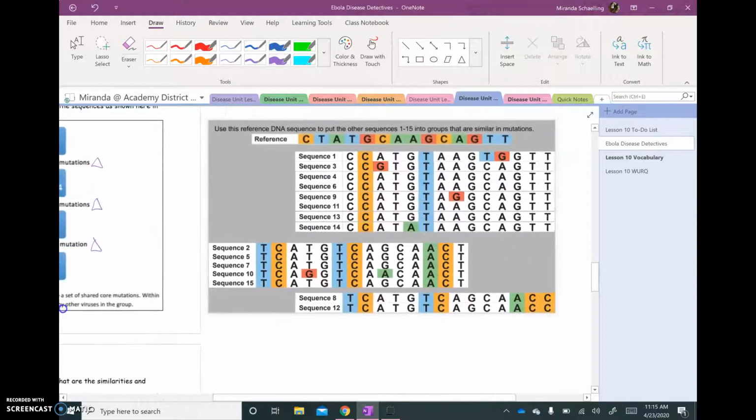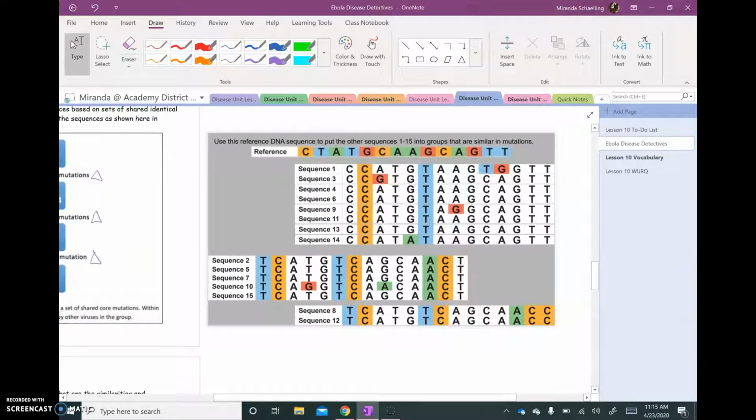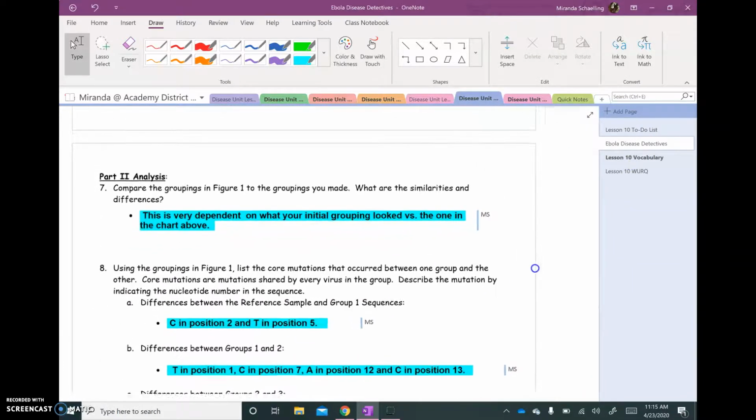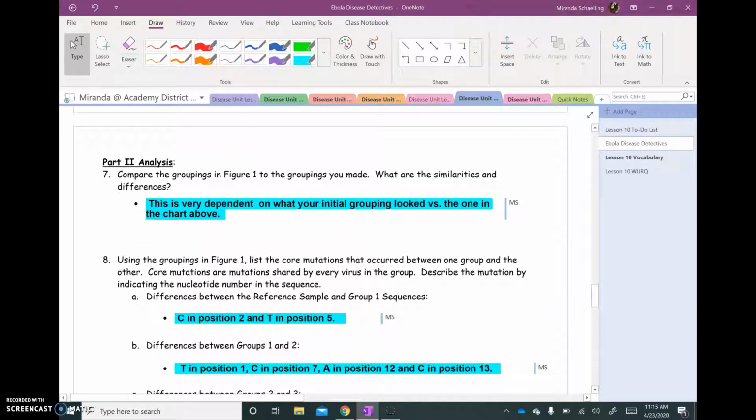And so this is how the scientists at the hospital put them into groups. All right. So you can see that we've got the same base core mutations, and then we have a few randoms in between. Okay. So basically for number 7, you're just going to compare and contrast. So it just depends upon what you're doing. And then you got to look for the differences.